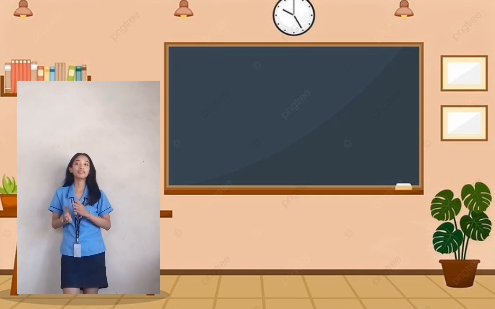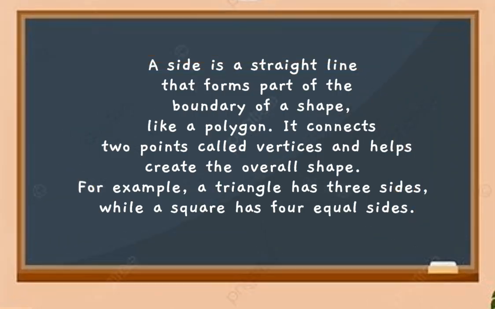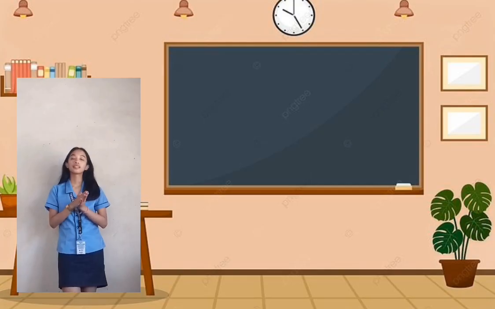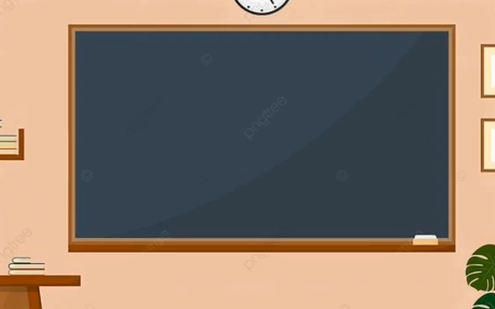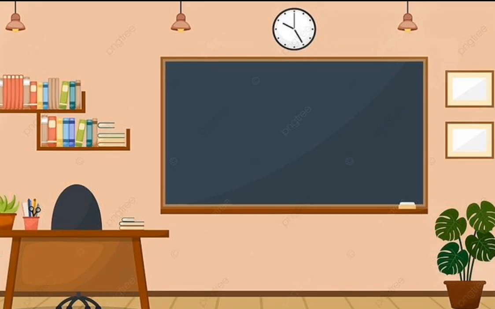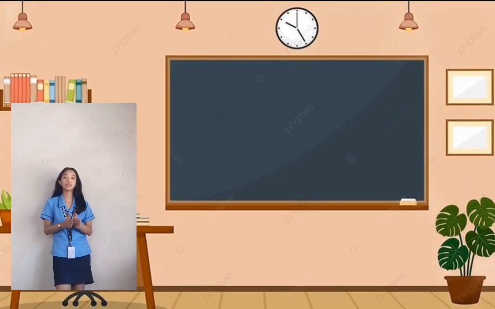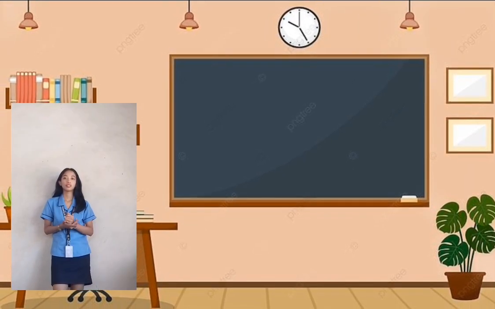Okay, now class, let's move to our next topic. Let us define what a side is. Please read. Now let's talk about vertex. Since we classify polygons according to their number of sides, vertices, and angles, now, who can tell me again what a polygon is?